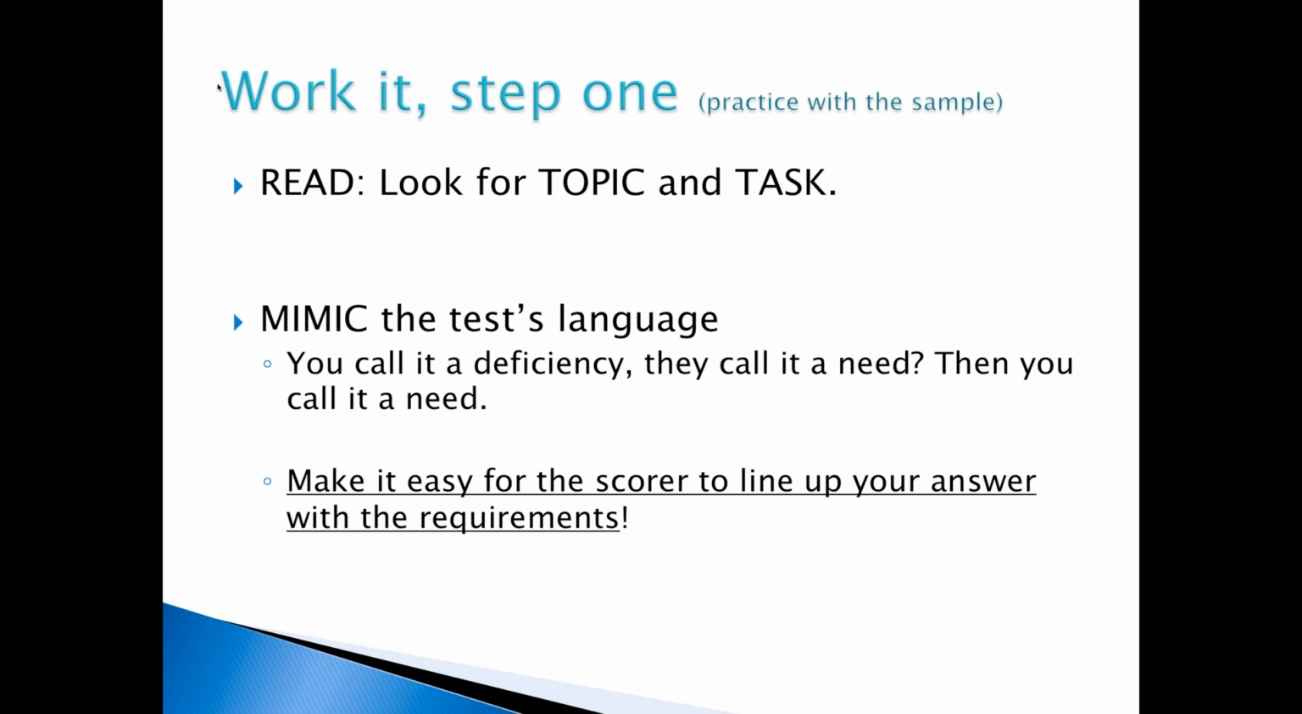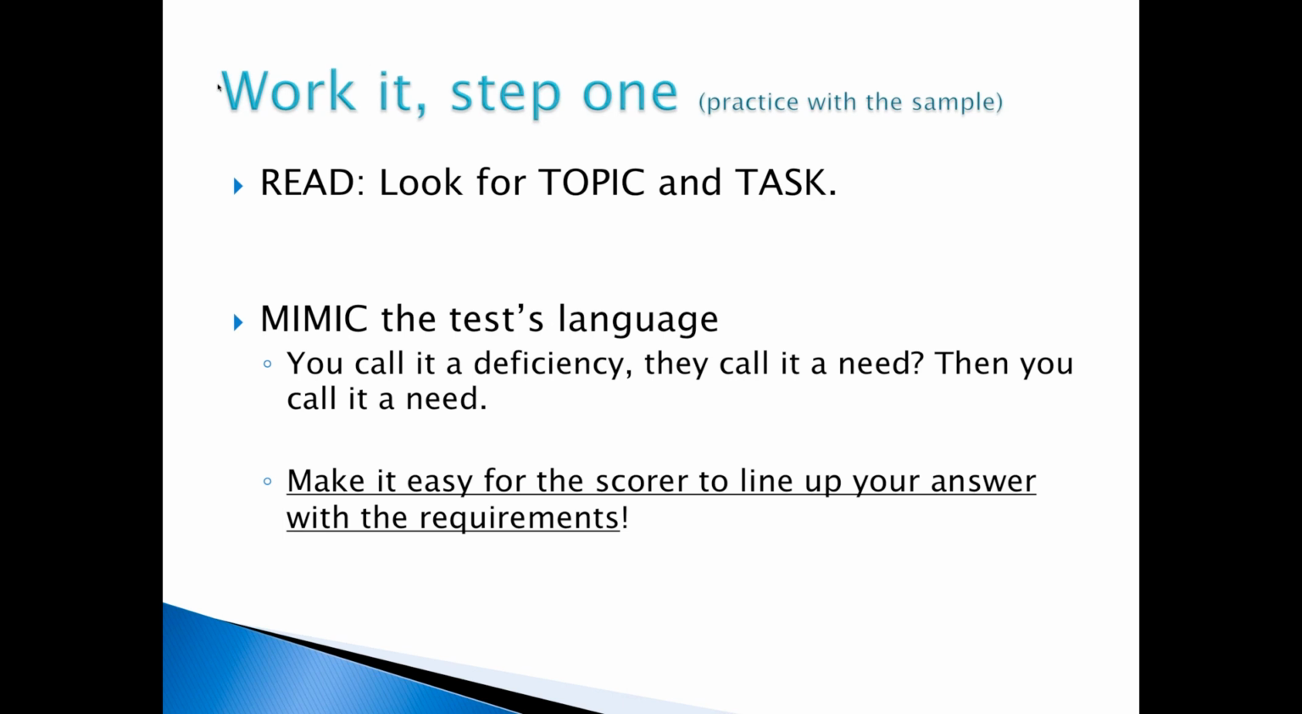You want to mimic the test language. Maybe you've been trained to call something a deficiency, but on the test they call it a need, and then you're going to call it a need. The reason you're going to do this, you want to make it really easy for the person scoring your exam to line up your answer with the requirement.